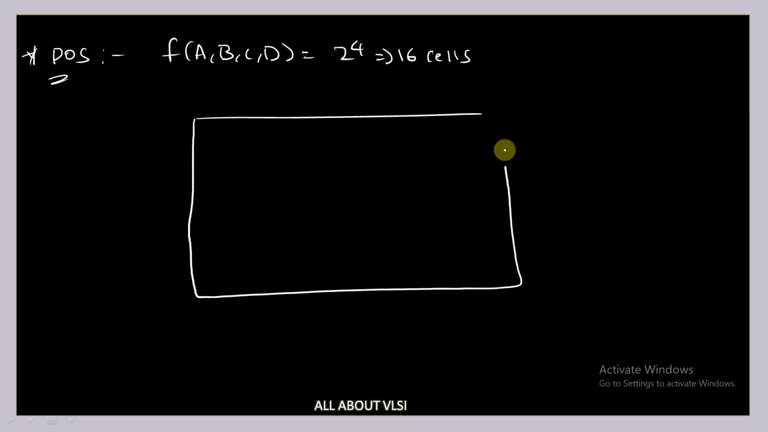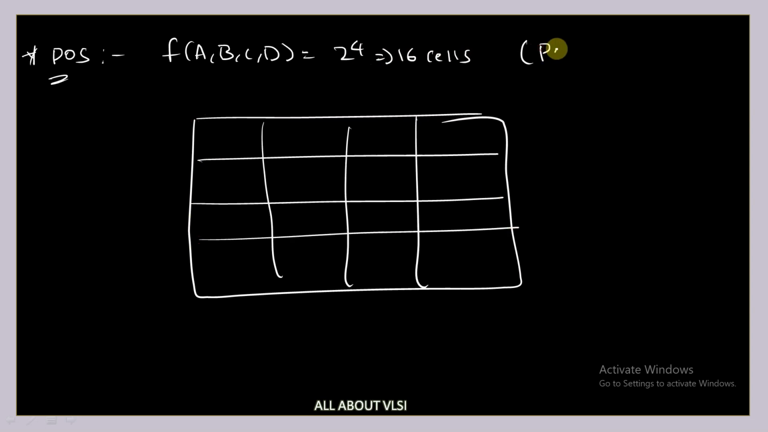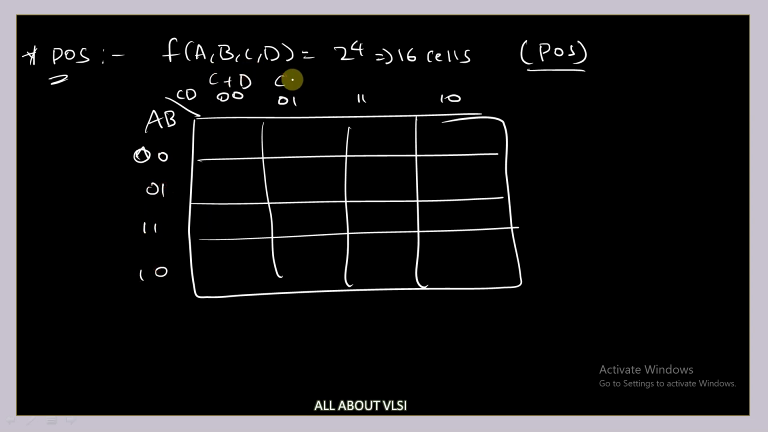Now in the case of POS form of representation, for a four variable function f of a, b, c, d, we will have the same 2 power 4, 16 cells, and we are going to use our maxterms since it is a POS form of representation. a, b, c, d, 0 0 0 1 1 1 and 1 0, 0 0 0 1 1 1 and 1 0. So you can write c plus d, c plus d bar, c bar plus d bar, c bar plus d. And this is a plus b, a plus b bar, a bar plus b bar, and a bar plus b. The numbering and the labeling will all be the same. So this is your four variable schema. I think up to here it is clear, right?